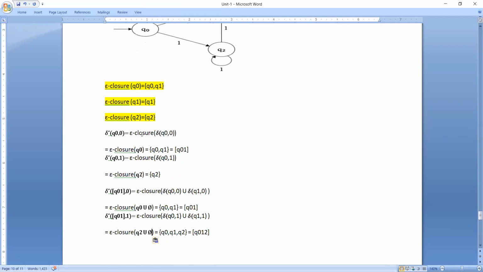So what is epsilon closure of Q2 now? The epsilon closure of Q2 will be the same state. Okay, so finally what we got? Q01 on 0 will be Q01 only. Q01 on 1 will be Q2.